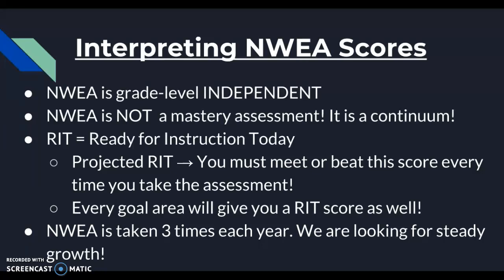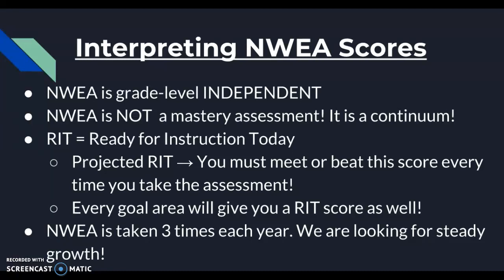If you meet your projected RIT score, so if you got a score of 208 on the first time that you took the assessment and it told you that a 213 was your projected RIT score and you get a 213, that means that you are growing at what we would consider an acceptable rate. However, it doesn't get you to what we call acceleration.